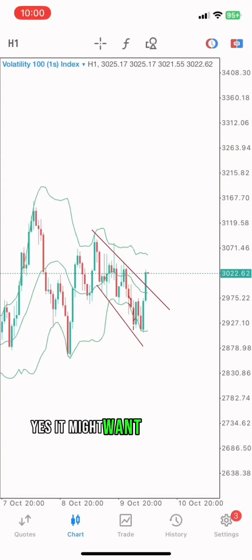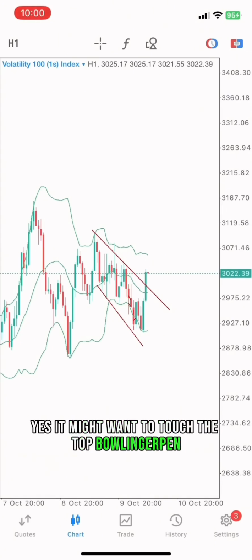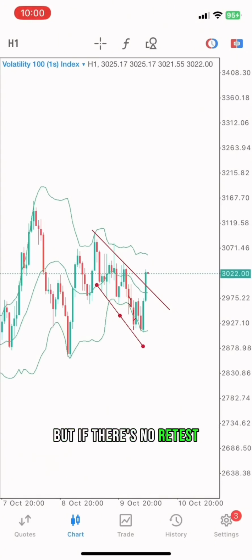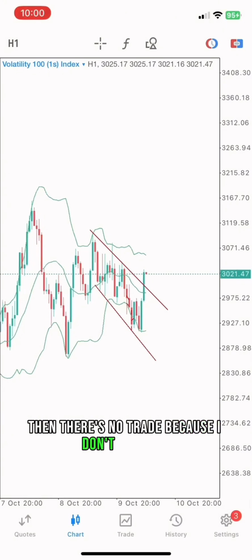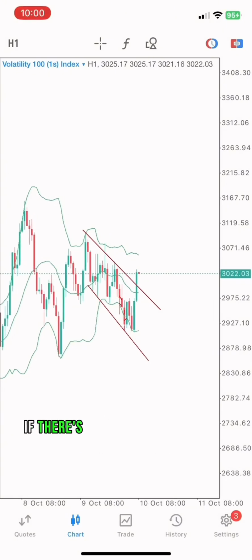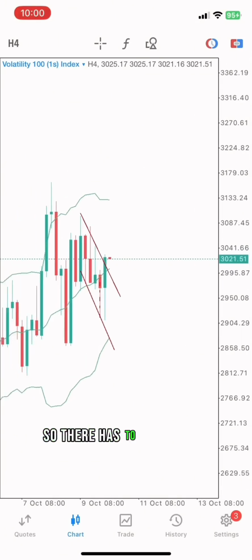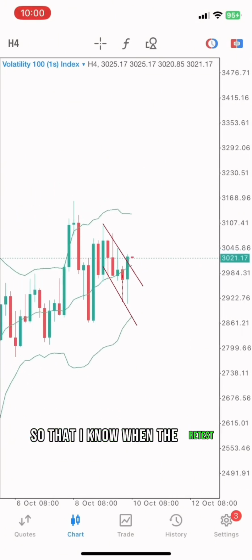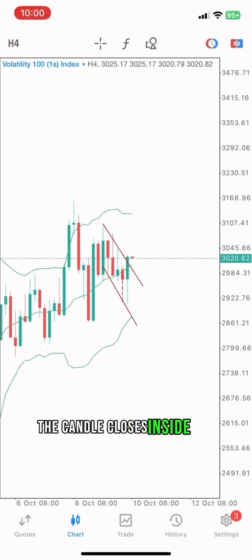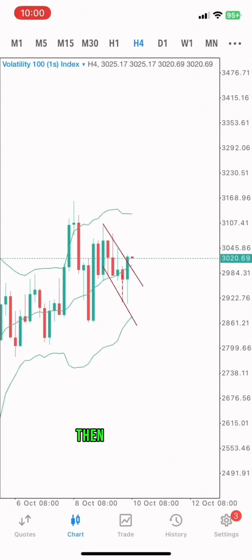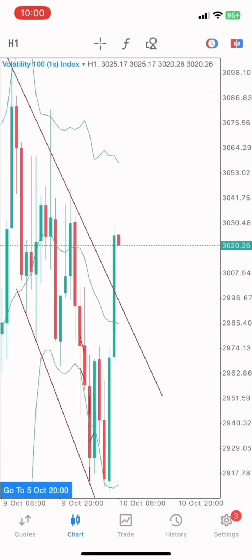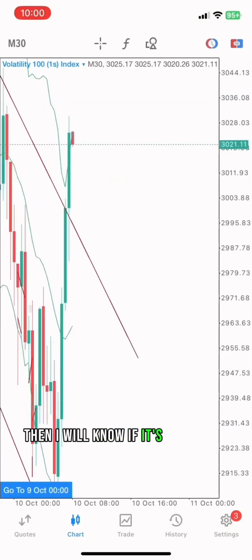Yes, it might want to touch the top Bollinger Band part, but if there is no retest, then there is no trade, because I don't know if there's bullish power or there's bearish power. So there has to be a retest, so that when the retest happens and the candle closes inside the trend line, then I'll know if it's a fake out.